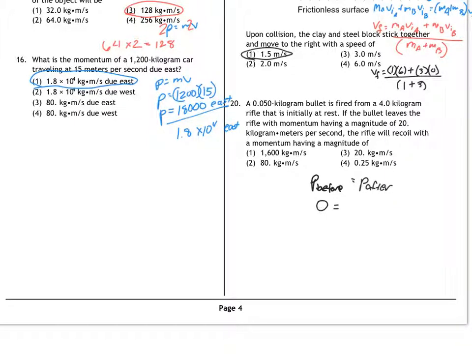But they told us that the bullet has a momentum of 20 kilogram meters per second after the firing. But in order for the whole system to have a momentum of 0 to match the initial conditions, that means that the rifle must have a momentum of negative 20 kilogram meters per second. So we know that positives and negatives stand in for directions, and since the bullet was moving one direction, the rifle will go back the other direction, but it'll be the same magnitude. So 20 kilogram meters per second.